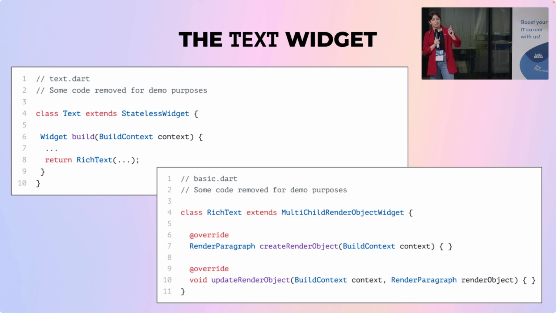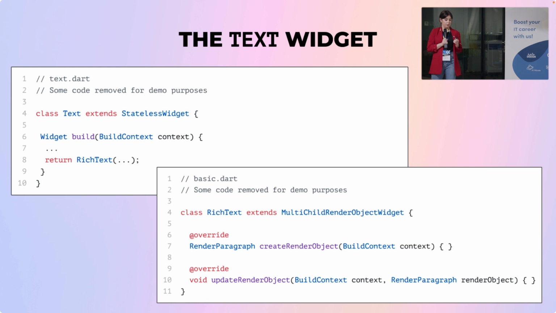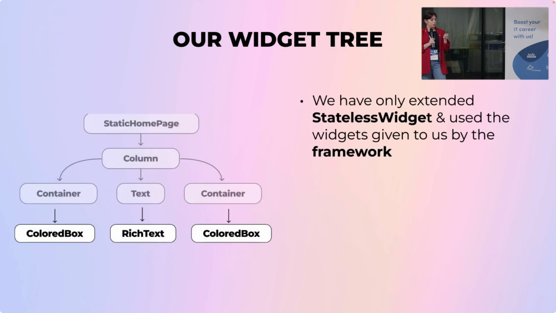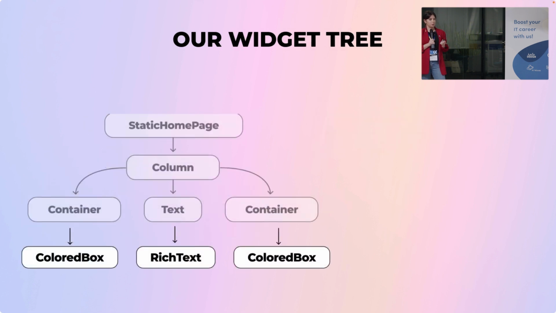I hope the code can be seen, but I'll read it just in case. So we see that class RichText extends MultiChildRenderObjectWidget, which is a very complicated parent. And it doesn't have a build method. It has two new methods for us: createRenderObject and updateRenderObject. So this is also a widget, but it doesn't have a build method, and it has something to do with the render object, right? So let's recap. Oh, yeah, what I wanted to say is that if you take a look at Container, you will find a similar story, with it returning a ColoredBox in our case.